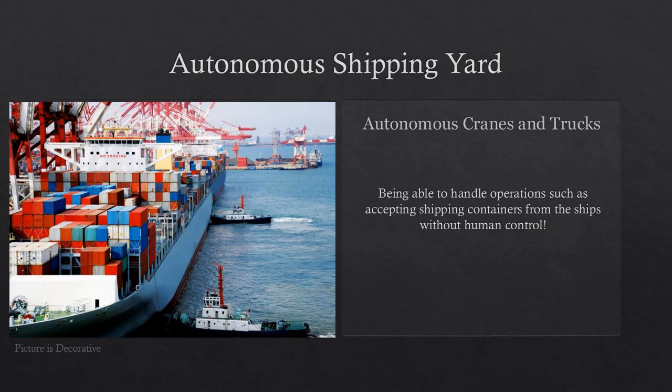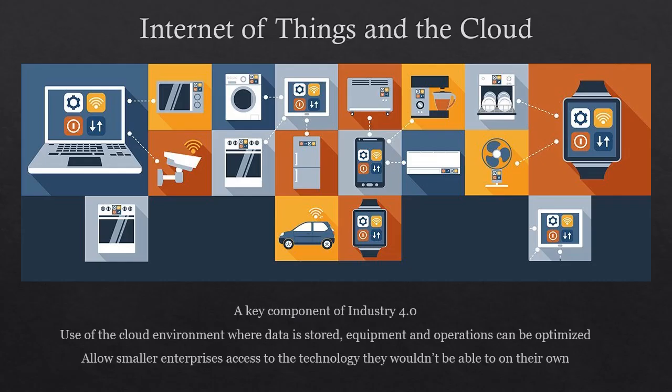Let's take a look at this slide about the autonomous shipping yard. There are shipping yards that are actually leveraging autonomous cranes and trucks to streamline operations as they accept shipping containers from the ships. It is very interesting that already in these years you can find some of them. They're not very common, but it is easy to predict that there are going to be more and more in the upcoming years.